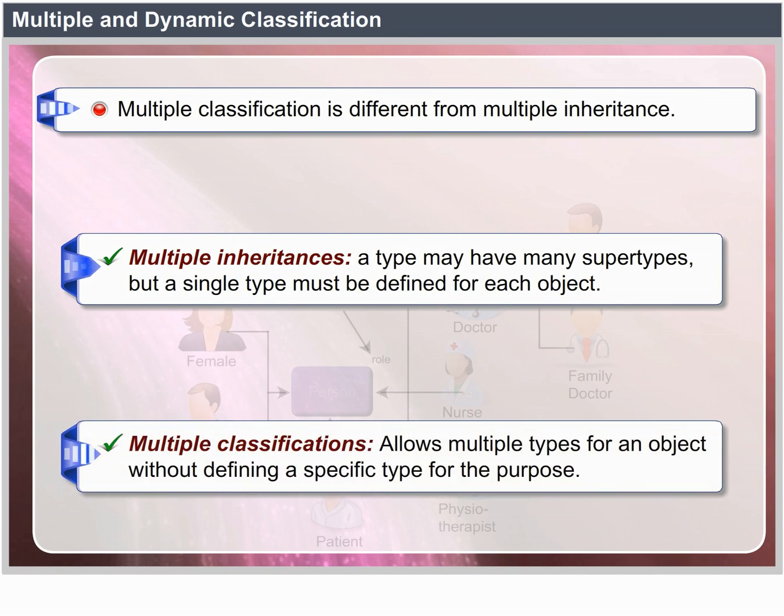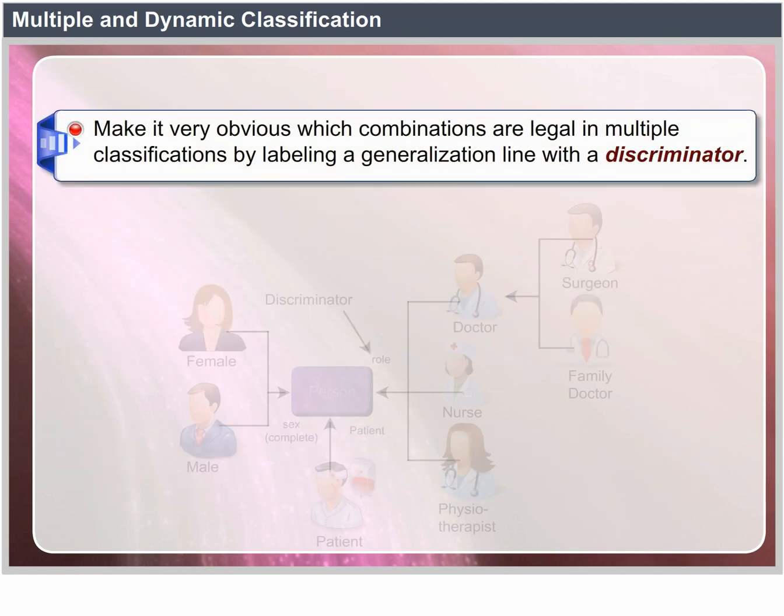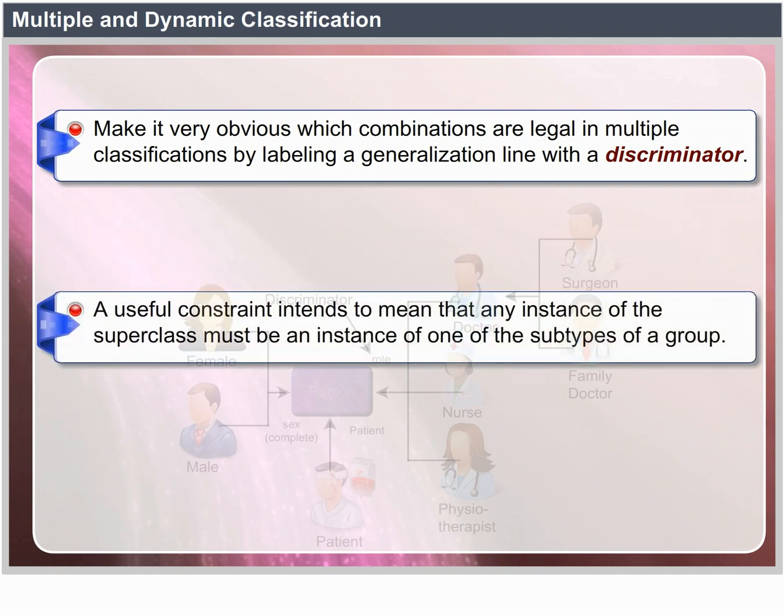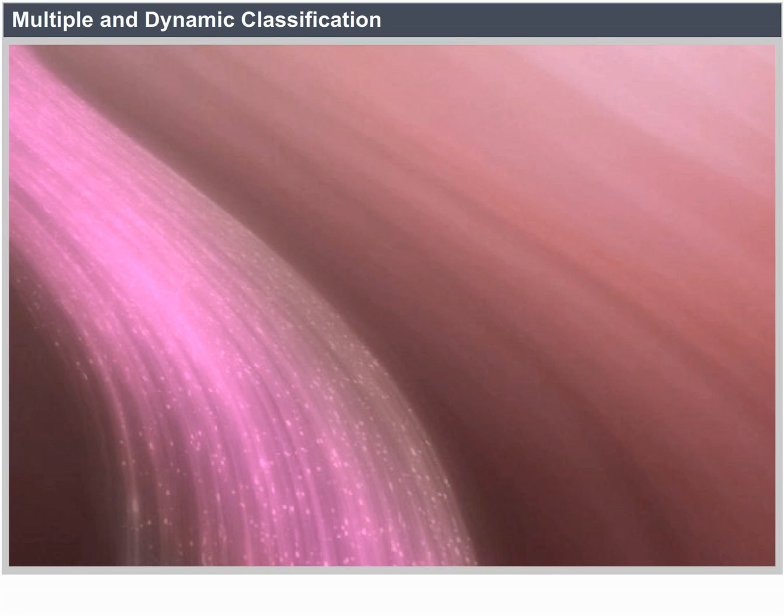Multiple classification allows multiple types for an object without defining a specific type for the purpose. Make it very obvious which combinations are legal in multiple classification by labeling a generalization line with a discriminator. A useful constraint is complete, which means that any instance of the superclass must be an instance of one of the subtypes of a group.